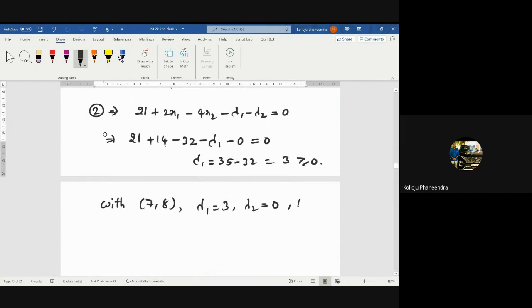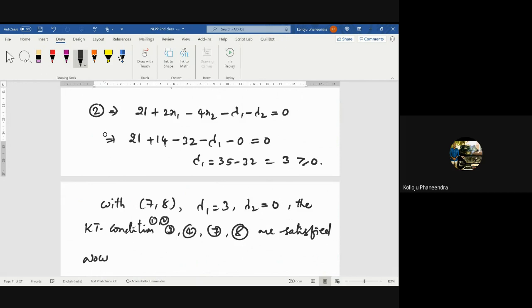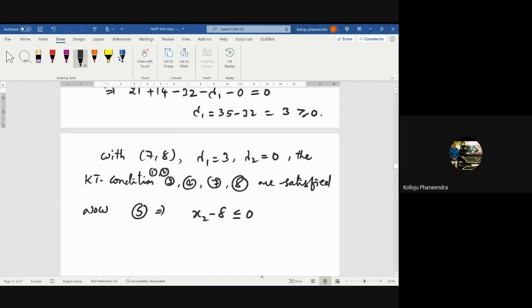With the KT conditions 3, 4, 7, 8 are satisfied. 1, 2, 3, 4 are satisfied. Now, what is the fifth KT condition? x2 minus 8 less than or equal to 0. What is the x2 value? At 7 comma 8, it is 8 minus 8 less than or equal to 0. 0 less than or equal to 0. True, means satisfied.